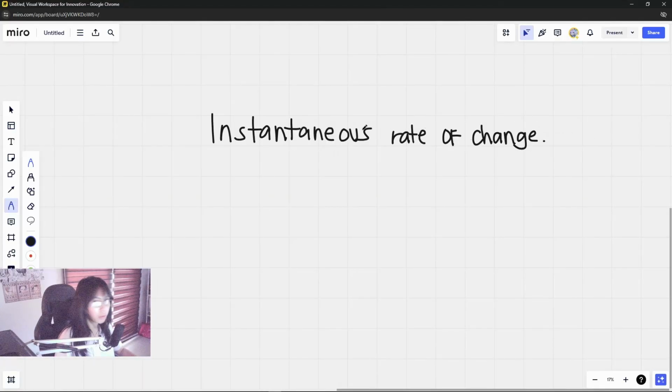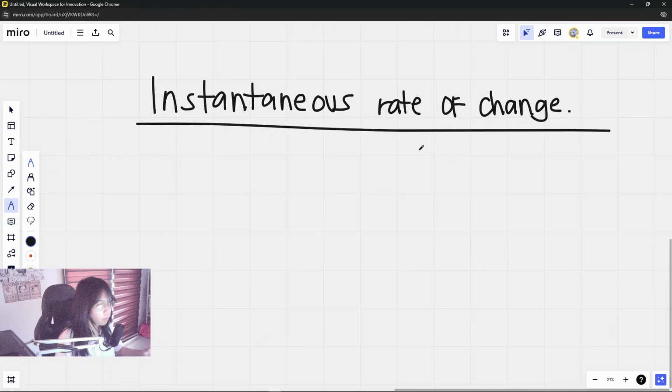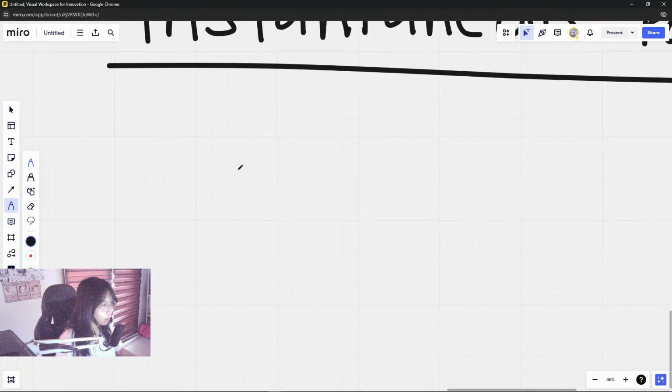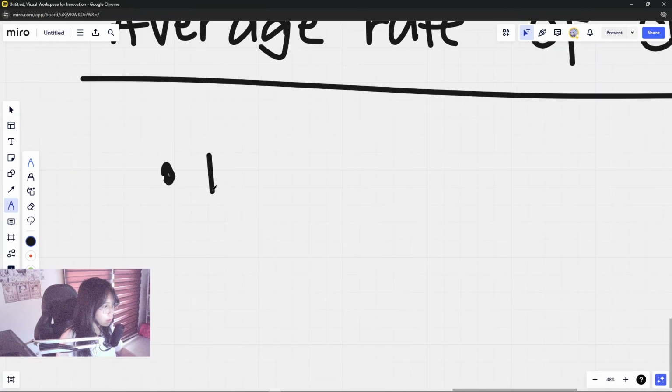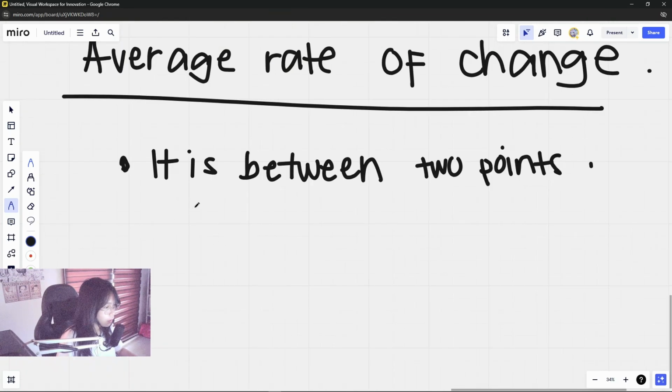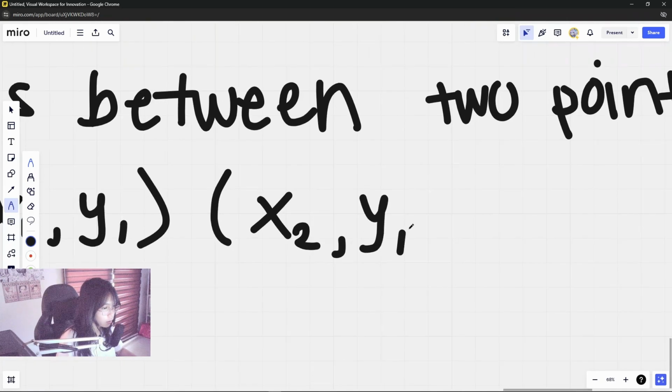Okay. So, for the first topic, aralin natin yung instantaneous rate of change. Before tayo mag-continue doon, recap tayo sa average rate of change. Okay, so sa average rate of change, alam natin na it is between 2 points. It is labeled as x1 and y1 and x2, x of 2 and y of 2.